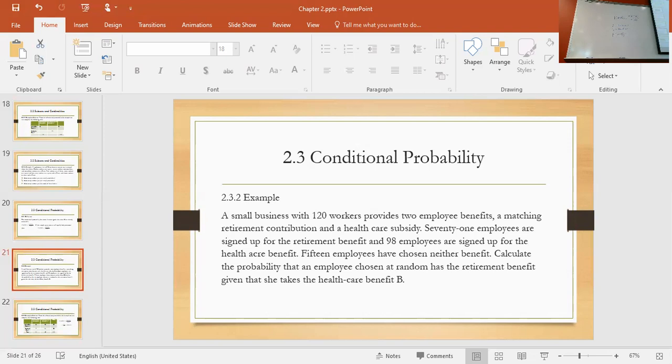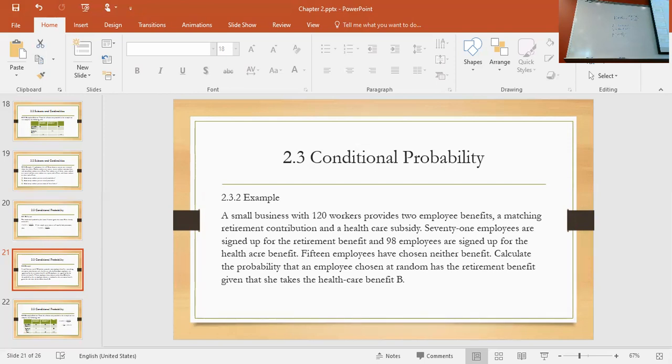You know this individual has health care. What is the probability that he has retirement benefits? Can you figure that out? 64 divided by 98. Makes sense, right? That will help us to understand conditional probability.